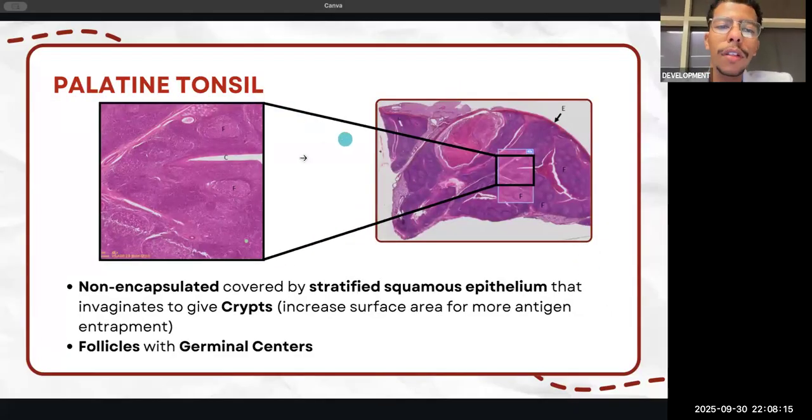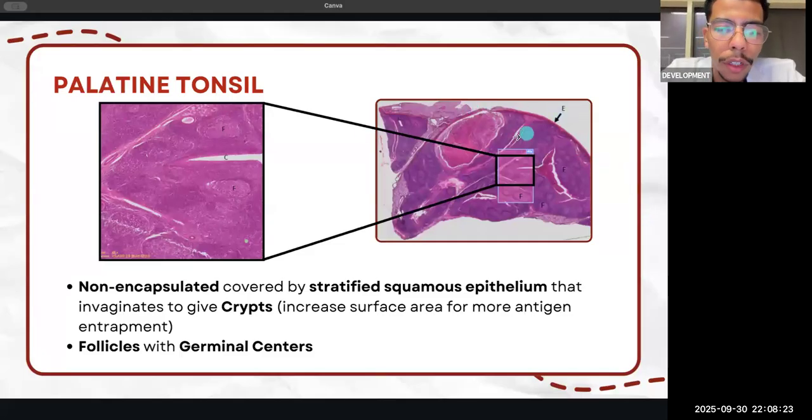Now for the palatine tonsil. The palatine tonsil is non-encapsulated, so it doesn't have a capsule. We only have an epithelium lining it, and the epithelium is a stratified squamous epithelium. We said stratified squamous epithelium means more than one layer, and squamous means the outermost layer is flattened.